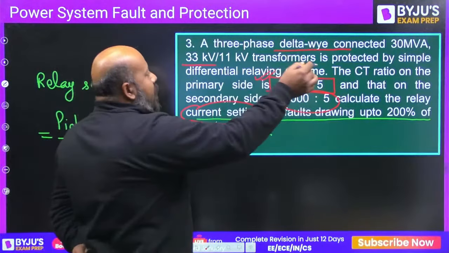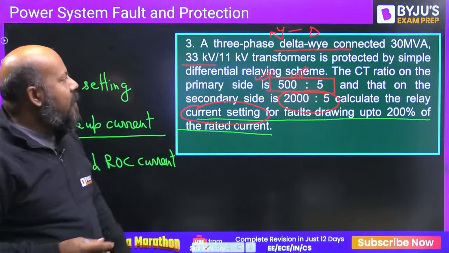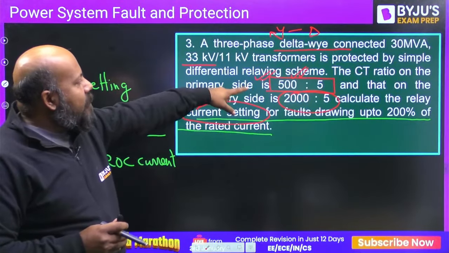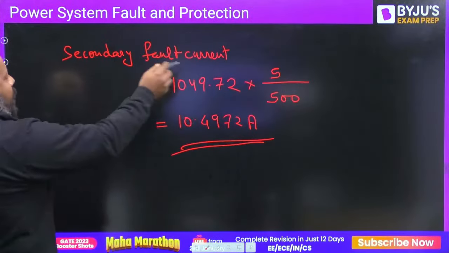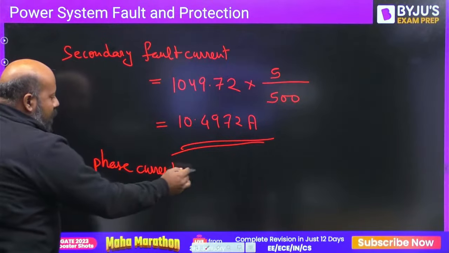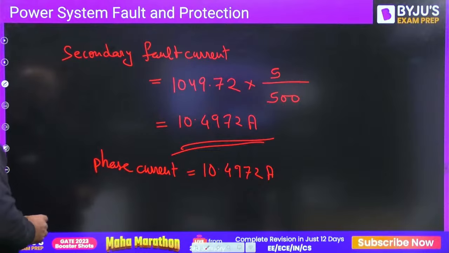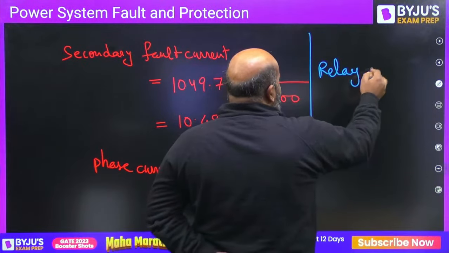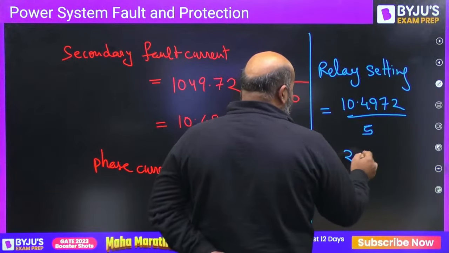Now, if it is a delta Y transformer, then we are going to use a star delta for the CT connections. You understand that? For delta Y, we have to use the opposite, star delta, okay, or Y delta. So it means on the primary side, the CT is connected in star. So if it is connected in star, this secondary fault current in the CT is going to be the same, since phase current and line current are the same. So this is 10.4972. And what is the rated current in the CT? That is 5. So now you can write the relay current setting as 10.4972 divided by 5. Somewhere around 2.09 amperes you will be getting.